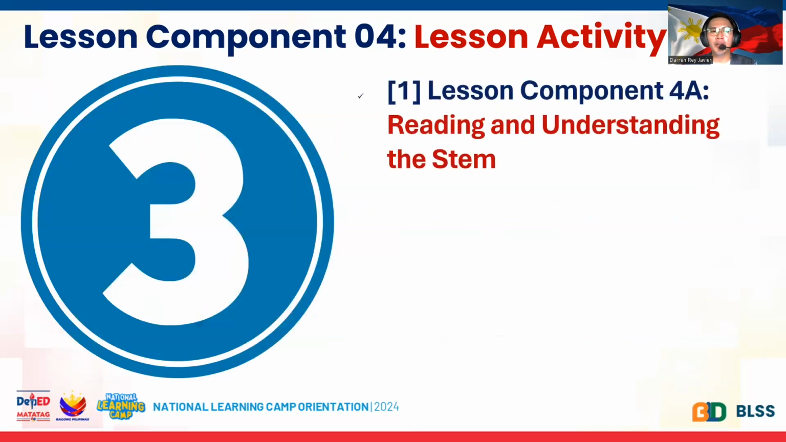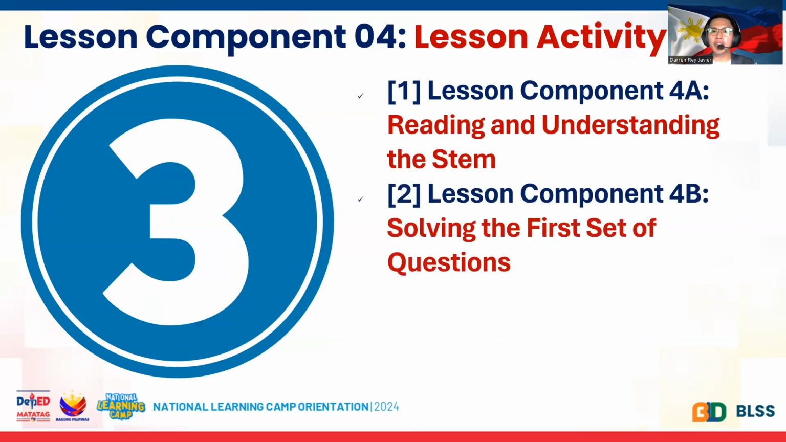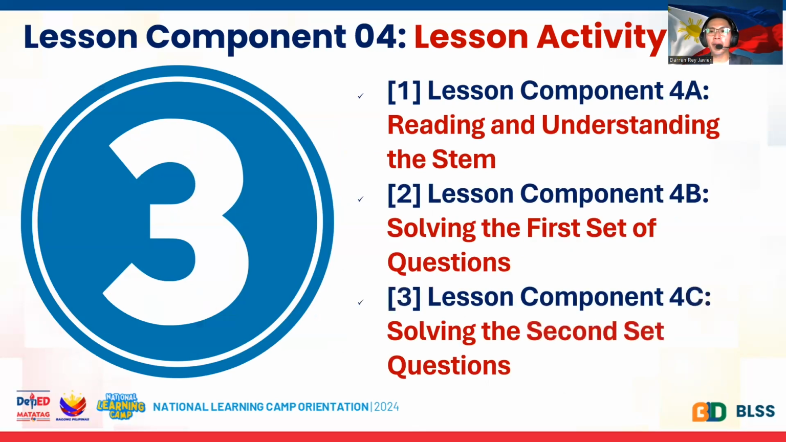So here are the three aspects. The first one is 4A, which is reading and understanding the stem or the text. 4B is the first set of questions. And then 4C is the second set of questions. So later on, we will find out how the first and the second sets of questions differ from each other.